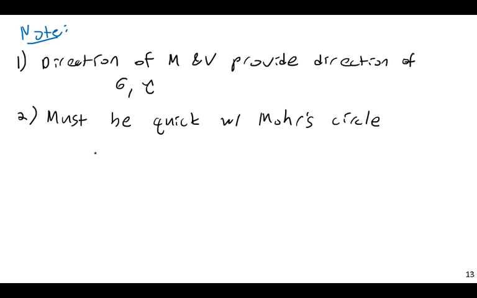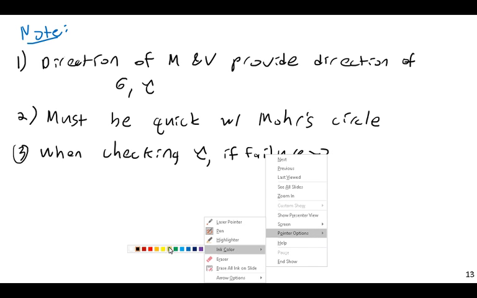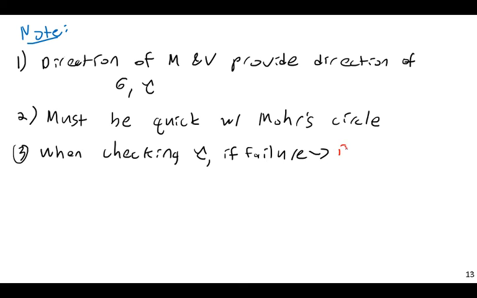3, when checking tau, if failure, what do you do? Well, you don't just want to add a greater S. S is based off of your moment capacity. Instead, if you fail in shear, increase web area. So look for a section with a greater web area.